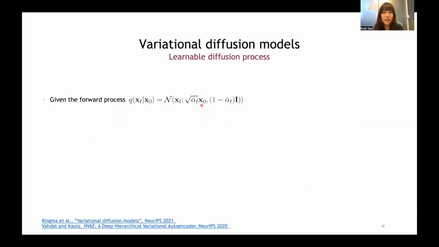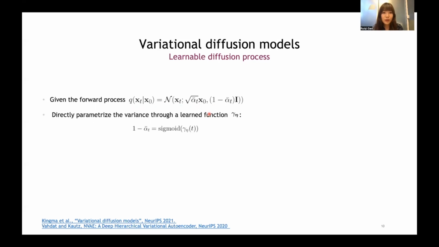More specifically, given the forward process defined by q(xt given x0), it follows a Gaussian distribution with square root alpha t bar x0 as the mean and 1 minus alpha t bar as the variance. This is the formulation we have learned in part 1.